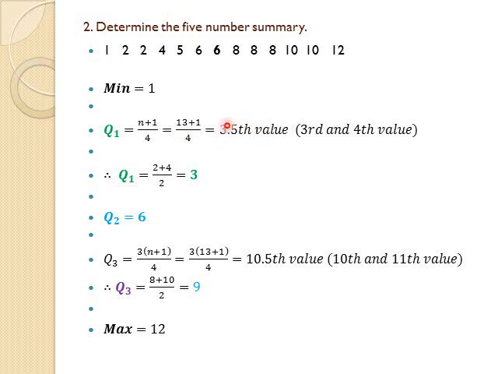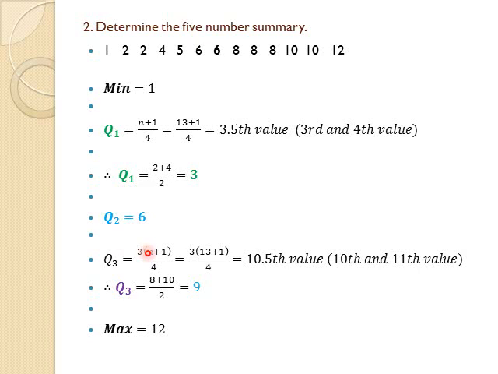So therefore I have to use the third and fourth value. So third, 1, 2, 3 is 2. Fourth is 4. 2 plus 4 divided by 2. 6 divided by 2 gives me 3. Quartile 2, the median is 6 that we got in the previous question under measures of central tendency.